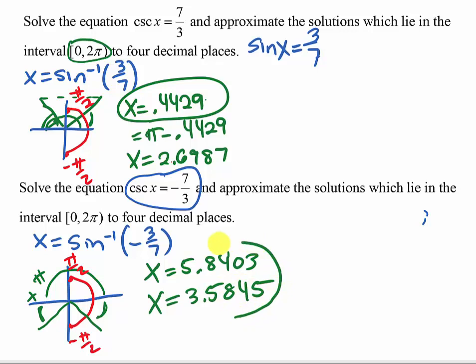So there are my two angles that solve this equation, but the thing I need to remember is the computer will usually ask you for the smaller angle first. So make sure you enter this 3.5845, and then for the larger angle you enter the 5.8403.